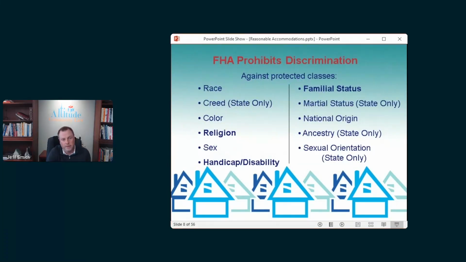All right, so the Fair Housing Act. The Fair Housing Act prohibits discrimination against protected classes. Those classes are race, creed, color, religion, sex, handicap/disability, familial status, marital status, national origin, ancestry, sexual orientation. You can see on this slide the ones that say state only. That is because they are codified in our state statute. They are not federal. The other ones that don't say state only, those are all federal. So all of them would apply to the state, and then there are a few that would be federal only.